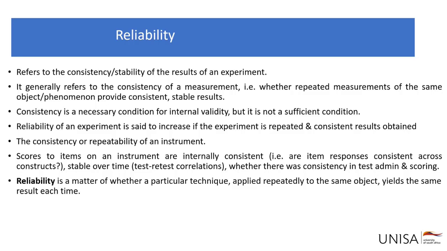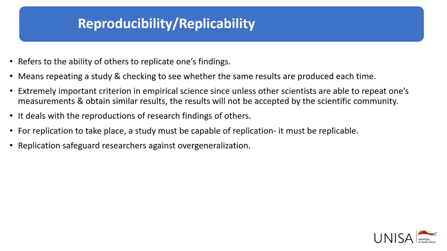consistent, stable result. So reliability, ladies and gentlemen, is a matter of whether a particular technique applied repeatedly to the same object yields the same results each time. There must be no doubt that when I apply this technique repeatedly to the same object, I get the same results each time. If I get different results each time, it speaks to whether or not there is reliability of that measurement. The third measurement criterion is reproducibility or replicability.